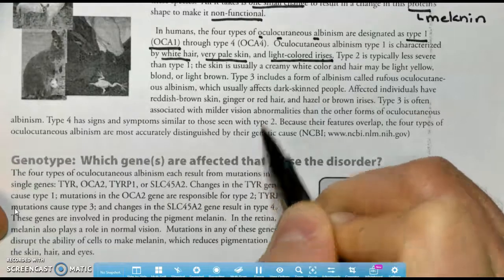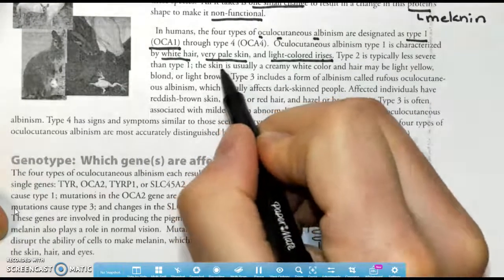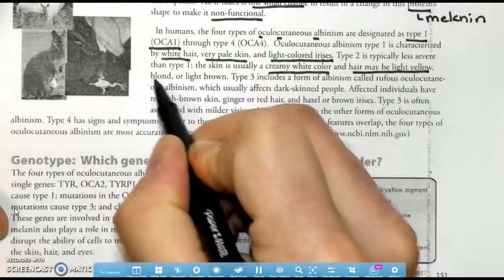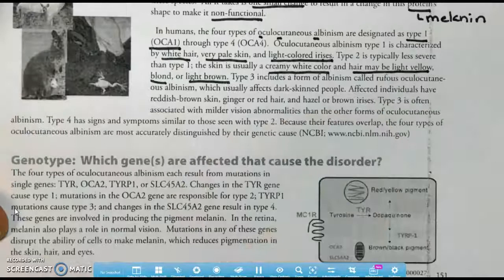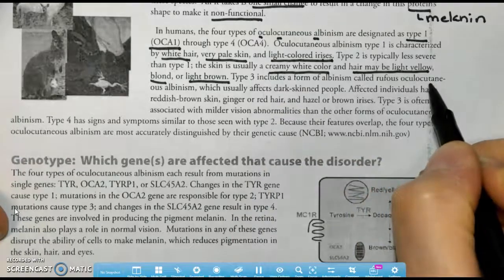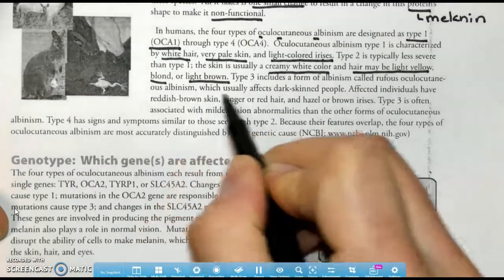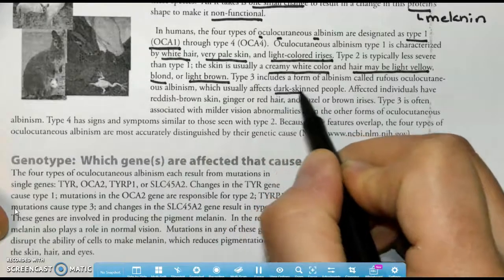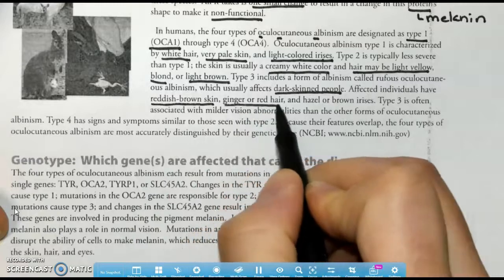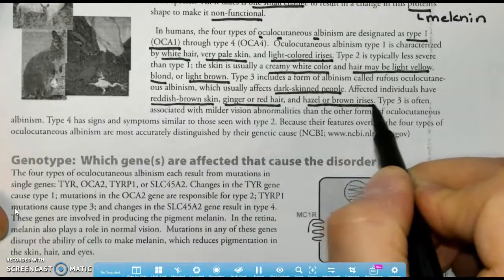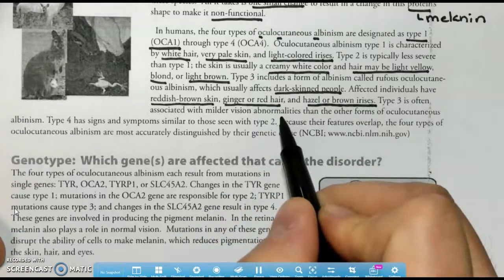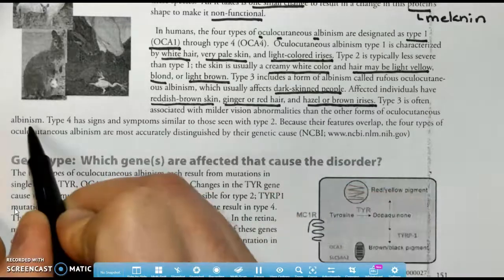Type 2 is typically less severe than type 1. In type 2, the skin is usually creamy white color, and the hair might be light yellow, blonde, or light brown. Type 3 includes a form of albinism called rufous oculocutaneous albinism, which usually affects dark-skinned people. Affected individuals have reddish-brown skin, ginger or red hair, and hazel or brown irises. Type 3 is often associated with milder vision abnormalities than the other forms of oculocutaneous albinism.